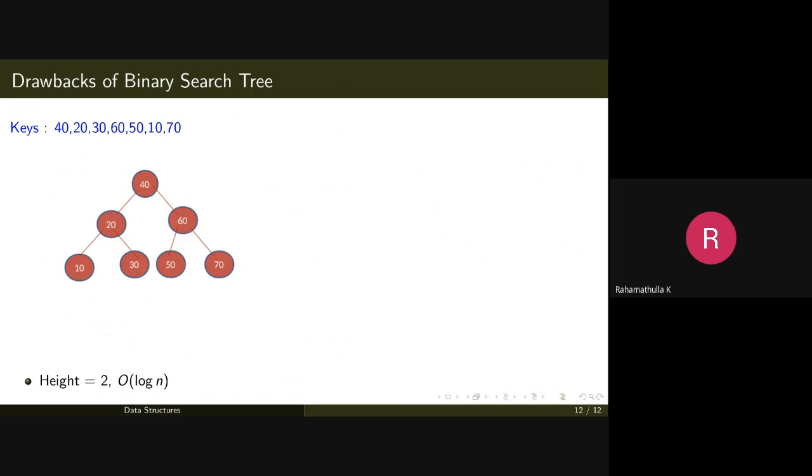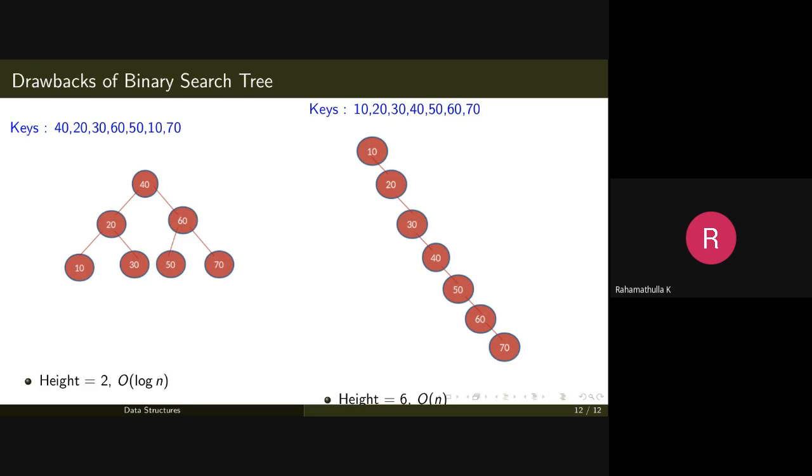This is just a concept in which we would like to discuss the drawbacks of binary search tree. Let's say we have the same set of elements, that is 40, 20, 30, 60, 50, 10, and 70. If the keys are coming in this sequence, then the BST will be created like this, so that the height of the tree is equal to 2, and the search operation can be done in order of log n.